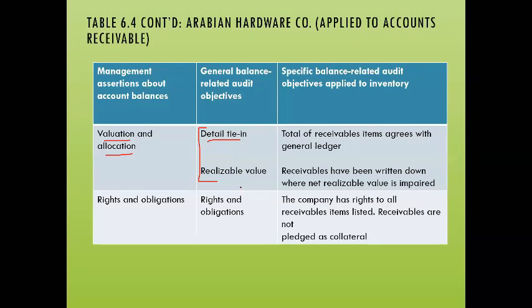Realizable value is the net value of assets or liability. For example, I take the cost of the asset minus accumulated depreciation. The book value or the net book value resulted is to be called realizable value. So detail tie-in and realizable value both equal valuation and allocation under the management assertion about account balances. At the end, right and obligation, we have to make sure that all the accounts are the right of the company, and all the liabilities are liabilities on the company.